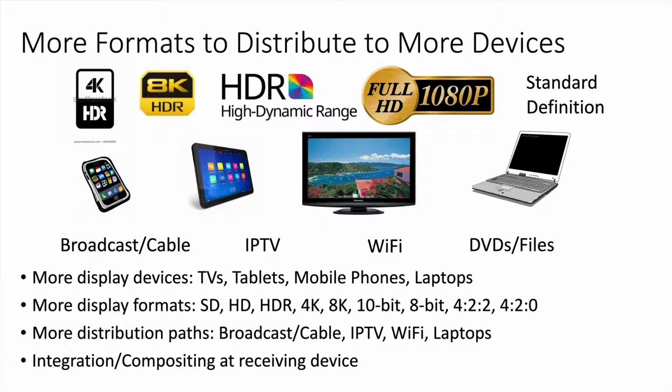So on top of this, we have better signals, we have more content, but then also there's more display devices. So now we're not just talking about TVs, we're talking about mobile phones, tablets, TVs that are OLEDs or QLEDs, and additionally laptops and projectors. There are more display formats with SD, HD, HDR, 4K, 10-bit, 8-bit, 422, 420s, and more distribution pathways to the display: broadcaster, cable, IPTV, Wi-Fi.